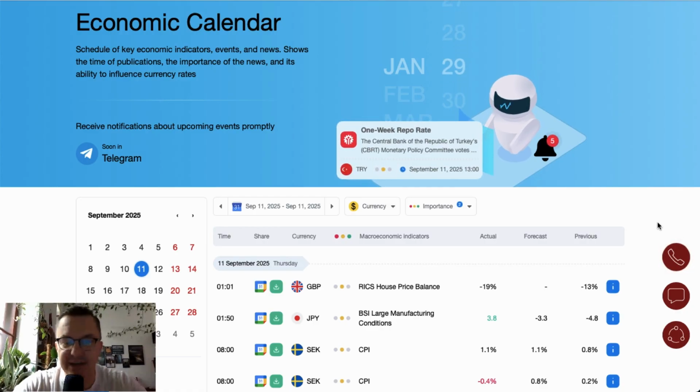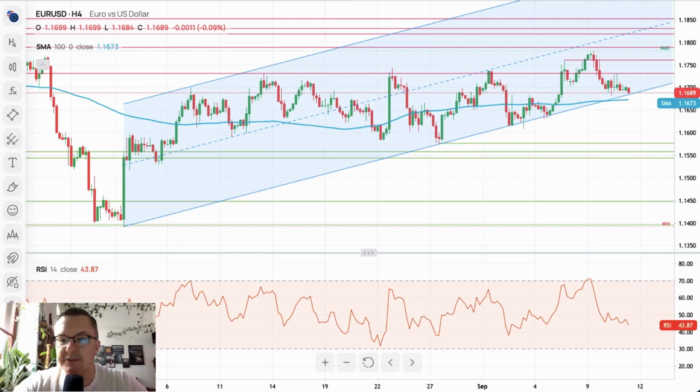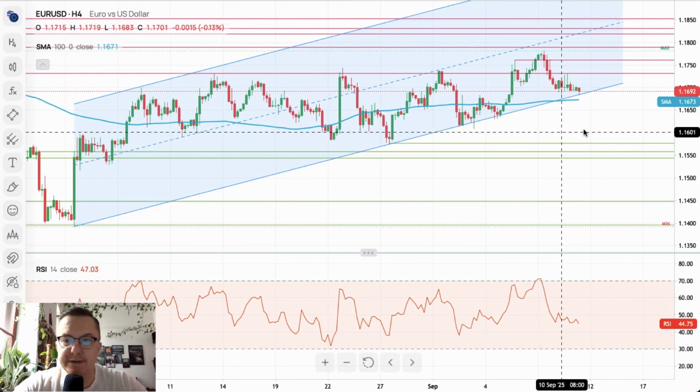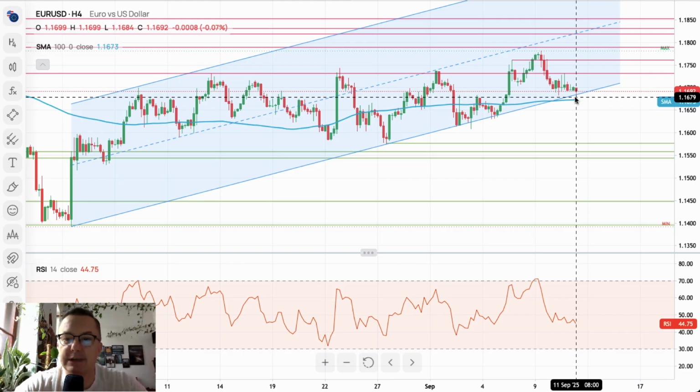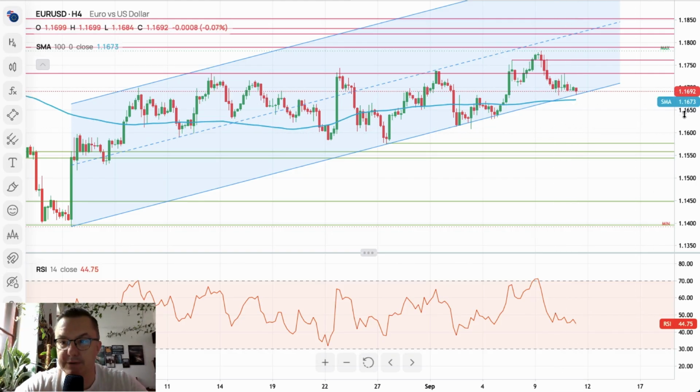How are traders positioning themselves ahead of the ECB interest rate decision? We start with euro dollar. The euro dollar on our time frame chart is sitting on the edge of the lower channel line, just around 1.1673, which is the technical line called a simple moving average, right?